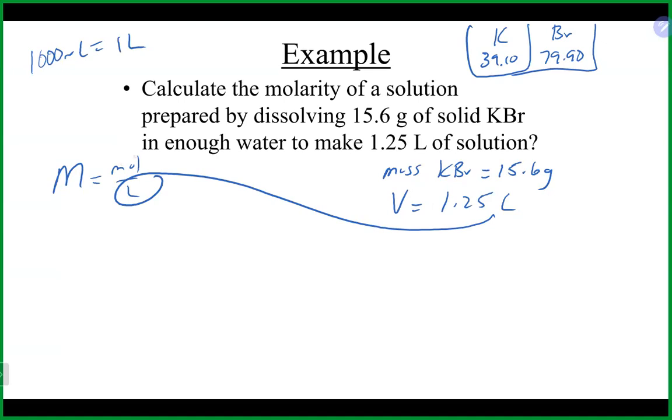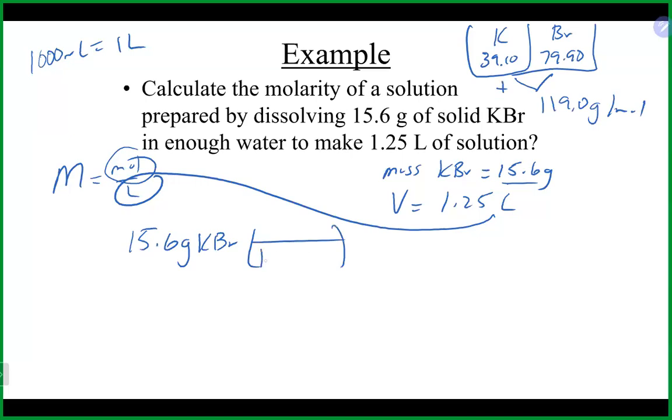We do need the moles part here to get to our molarity. So we do have the grams. So we would need the molar mass here from the periodic table. If we add that together, it gives us 119 grams per mole. So we'll convert our grams into moles. The grams of KBr will cancel, giving 0.131 moles. That's sort of the missing part that we need to get to our molarity.